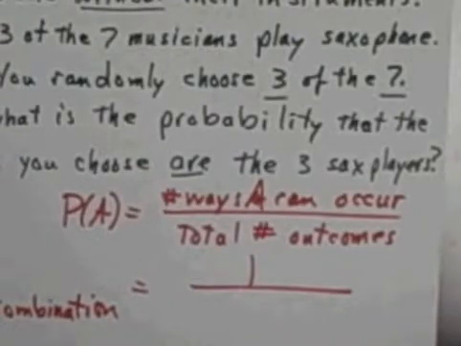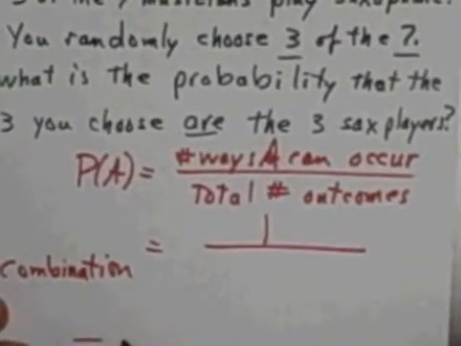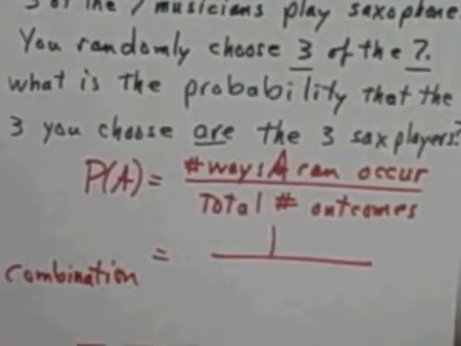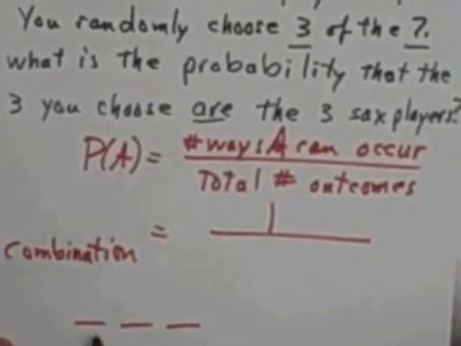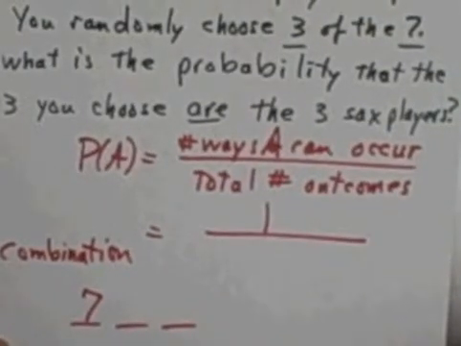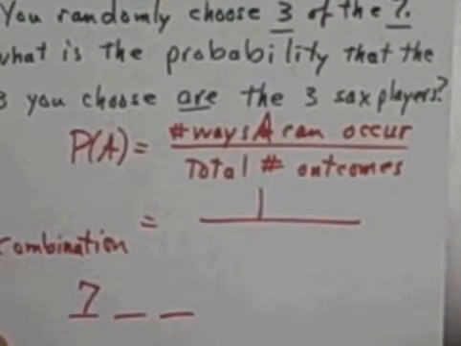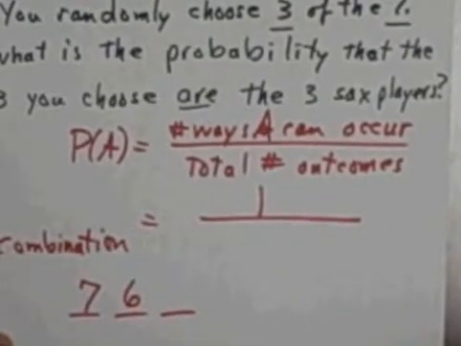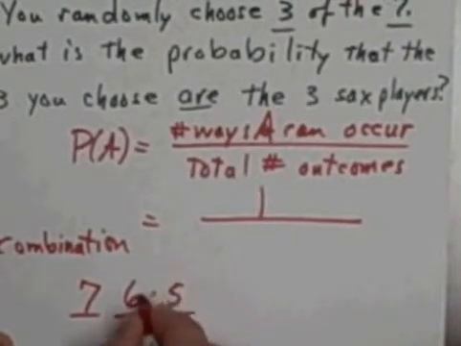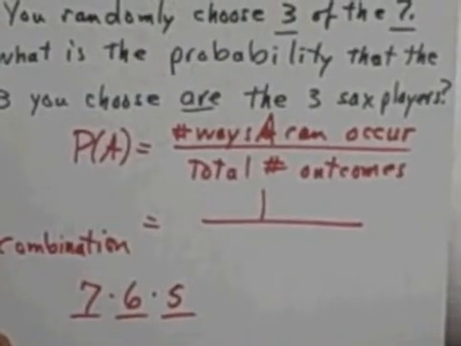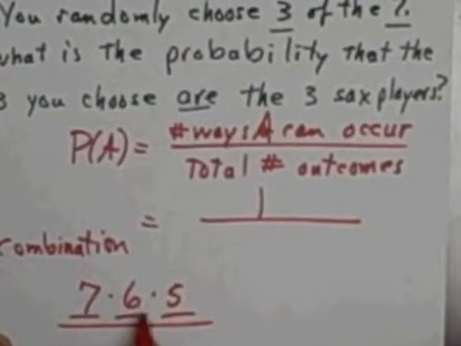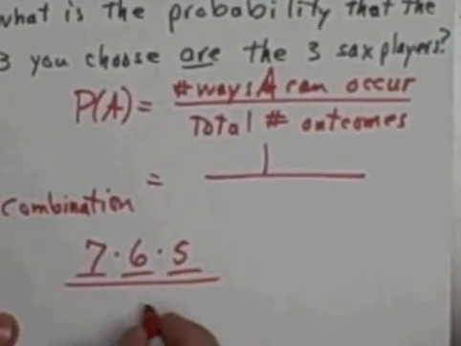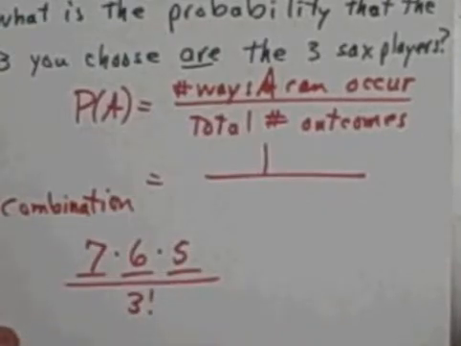The action that's taking place is I am choosing. And how many am I choosing? I'm choosing 3, so there are 3 blanks. Here's how we do a combination. How many musicians do we have to choose from for the first one? There are 7. Since you can't reuse them, and we've already picked 1, there are only 6 available. For the third one, there are only 5 available. But for a combination, we have to do one more thing. We have to divide this by the factorial of the number of trials, so we divide by 3 factorial.